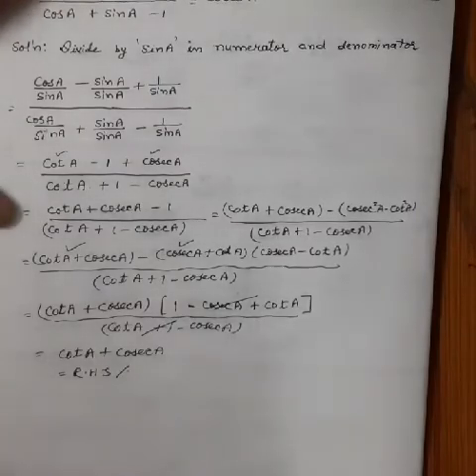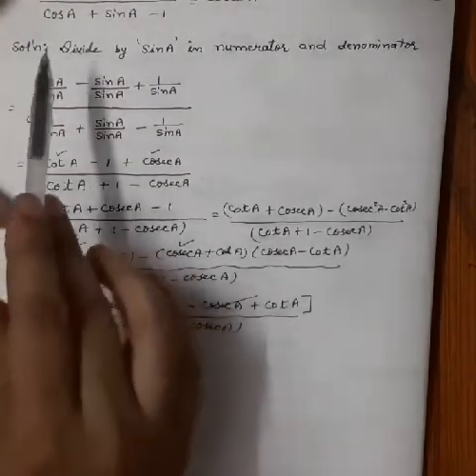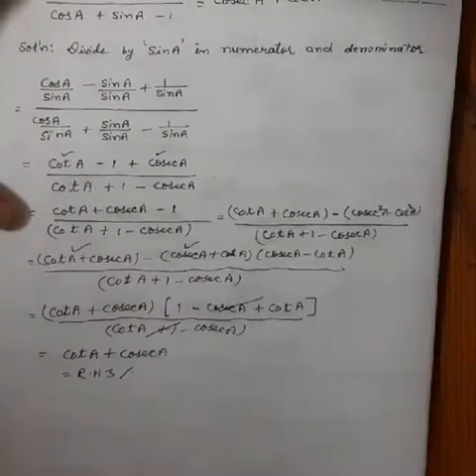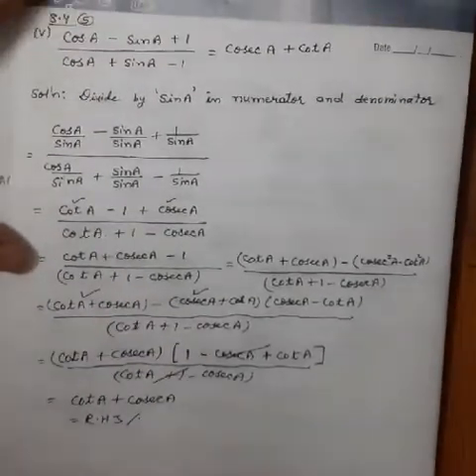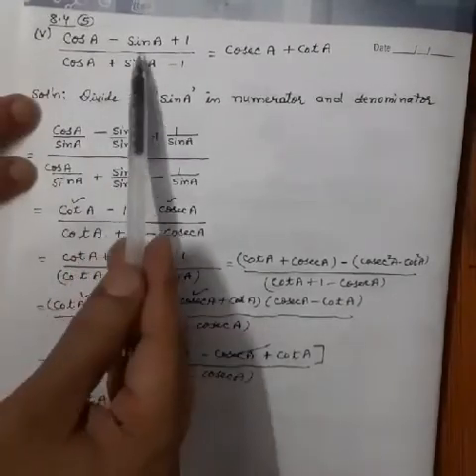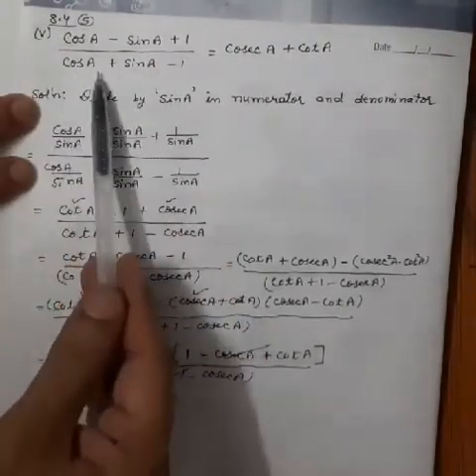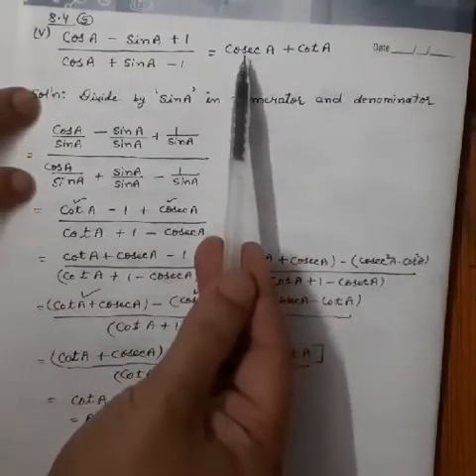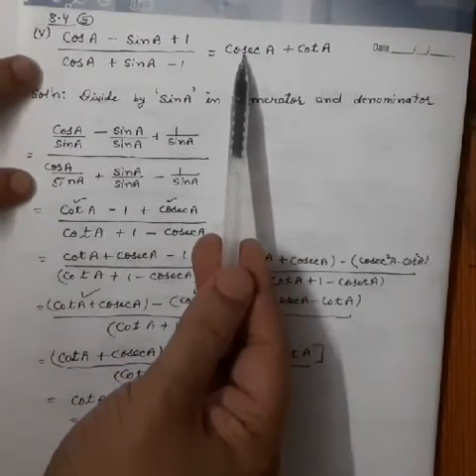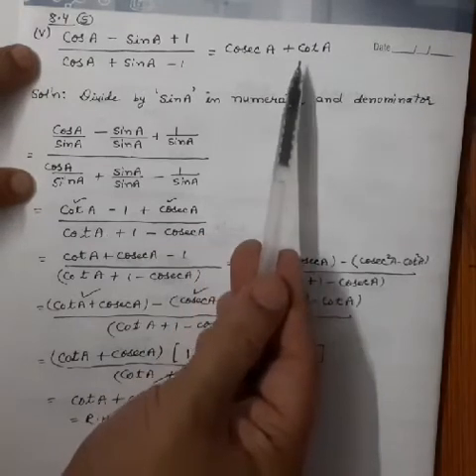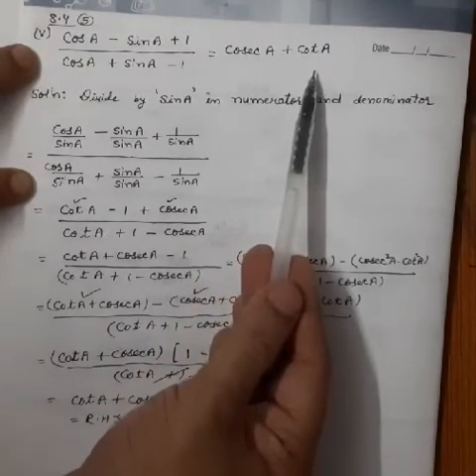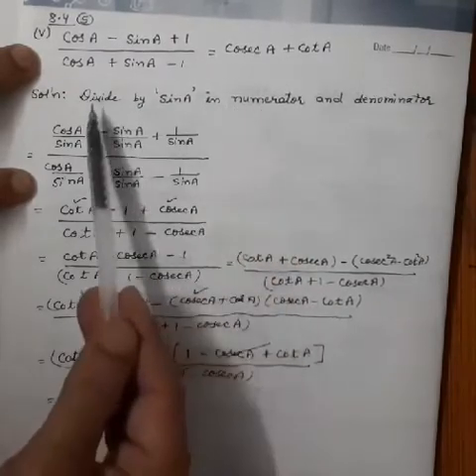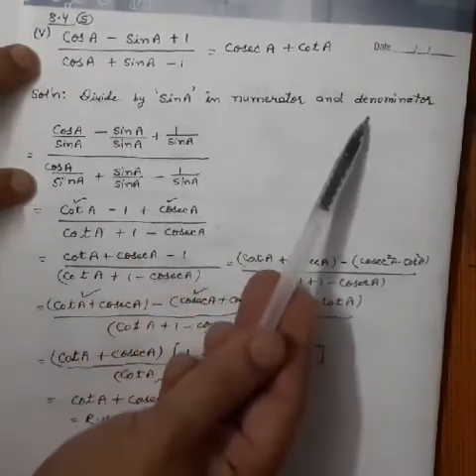This is a very important question. Again I am explaining what is given in the question. In the question it is given to you (cos a minus sin a plus 1) upon (cos a plus sin a minus 1) equal to cosec a plus cot a. So what to do? First we have to see the RHS. Cosec a is equal to 1 upon sin a. This is cos a upon sin a. Okay. So what is in the denominator? The denominator is sin a. So divide by sin a in numerator and denominator.